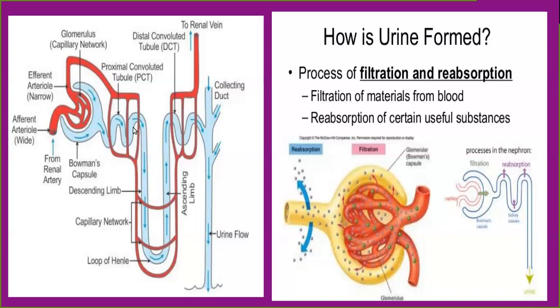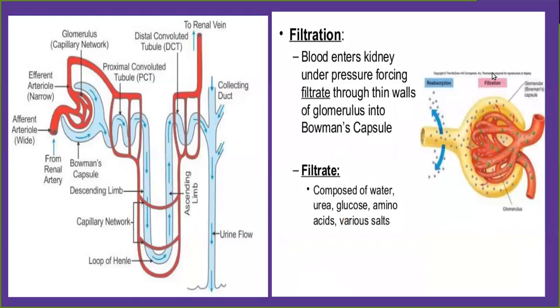Now we are going to learn the function of the nephron. The function of the nephron, you are very familiar, is urine formation. So now we have to discuss how urine is formed. The formation of urine occurs in two different steps. First, the process of filtration, and second, the process of reabsorption. First of all, I'm going to discuss filtration.